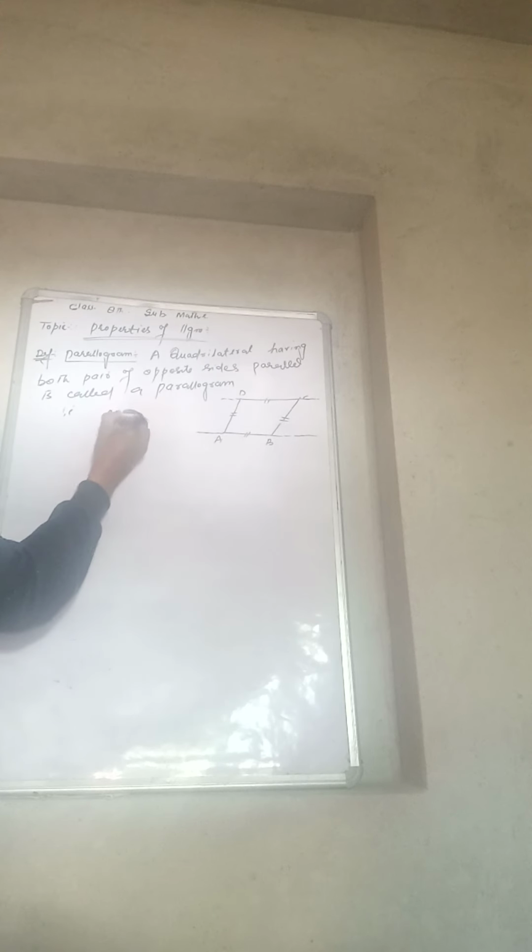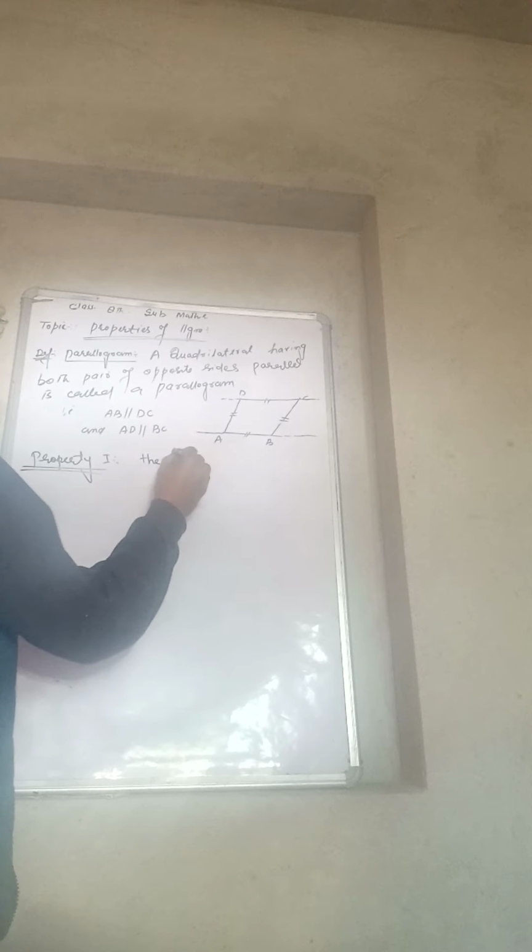That is, in parallelogram ABCD, AB is parallel to DC and AD is parallel to BC. That is the definition of parallelogram. Now we are going towards its properties. Property number first.